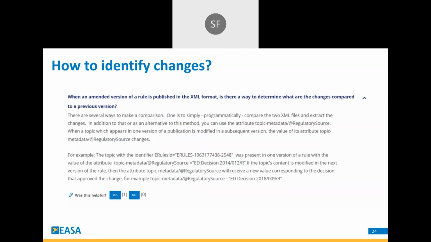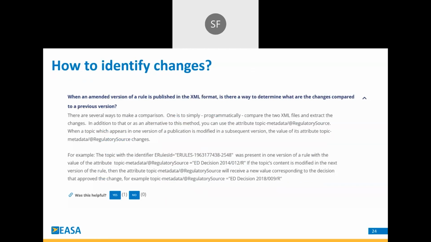When an amended version of a rule is published in XML format, is there a way to determine what the changes are compared to a previous version? And obviously, the answer is yes, there is a way, and it can be done programmatically. It's possible to automate this completely by basically comparing two XML files, the two topics XML files, and extracting the changes. And here's important information on how this can be done.